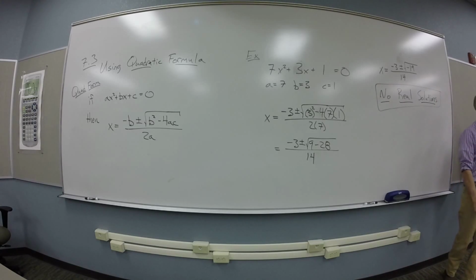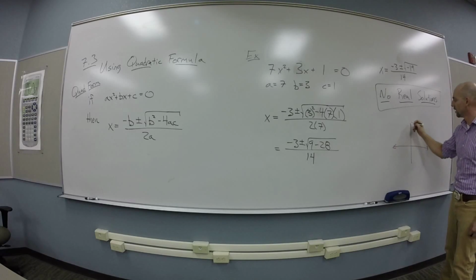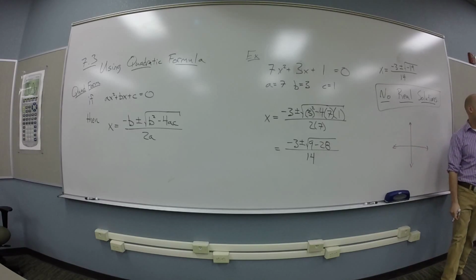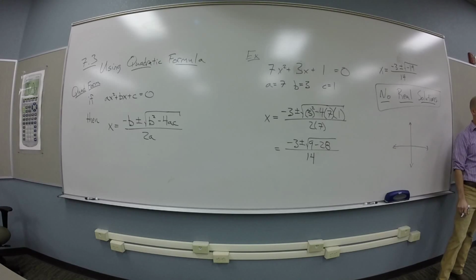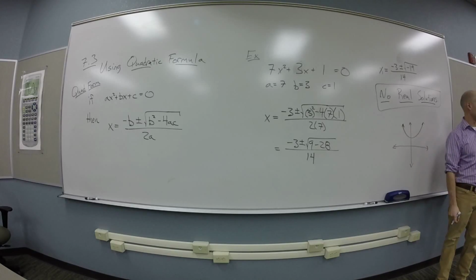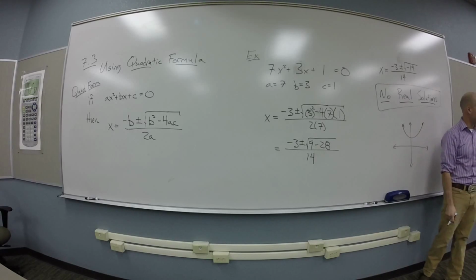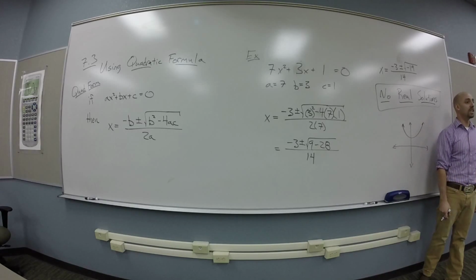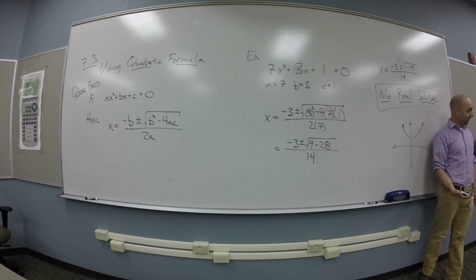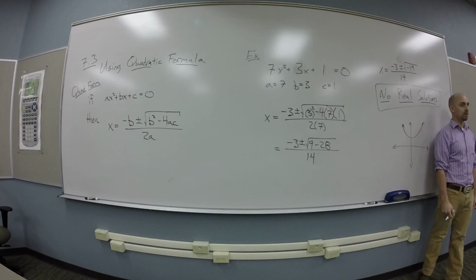So, what does this mean? There was a parabola, right? And I was wondering if that parabola hit the x-axis. No. Can you guys draw a picture of a parabola that doesn't hit the x-axis? So what have I learned about the parabola 7x squared plus 3x plus 1? It just doesn't hit the x-axis. That's not bad, right? I just learned something, right?